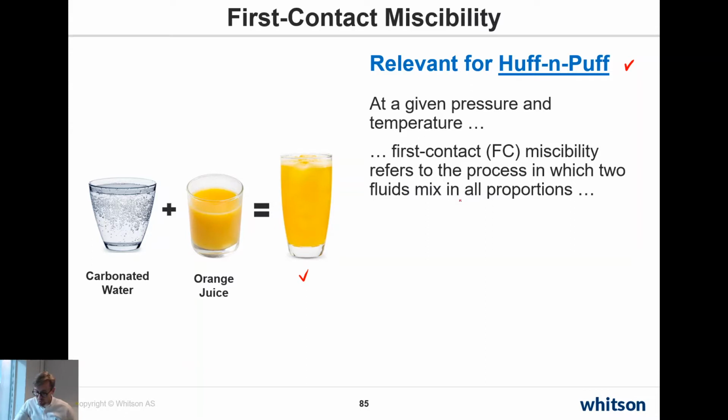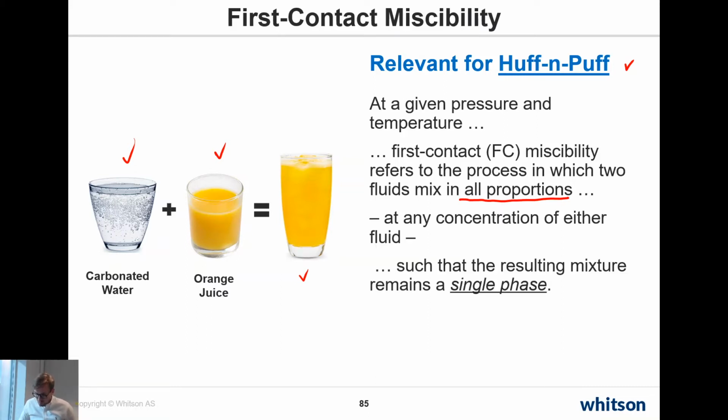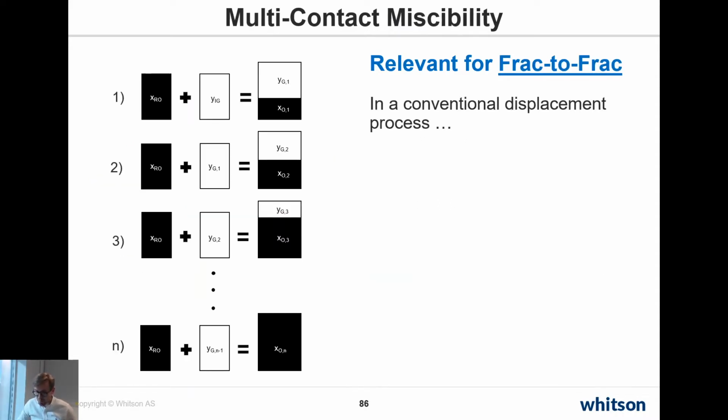And this is what's important. It's guaranteed that at any mixture of orange juice and carbonated water, as long as you mix them together, the resulting fluid will still be a liquid in this case, right? So at any concentration of either fluid, the resulting mixture remains single phase. So that's the strict definition.